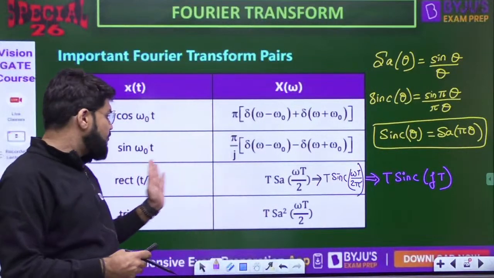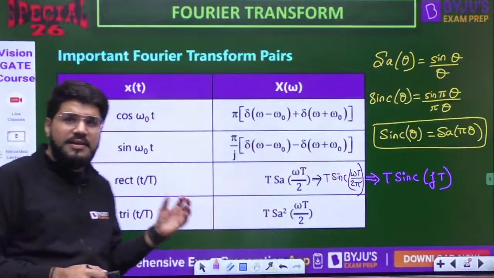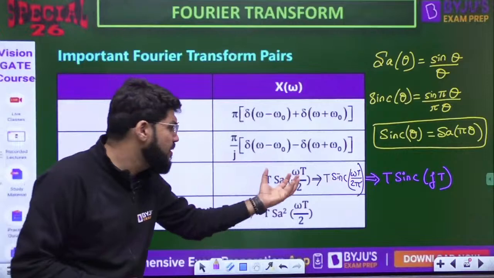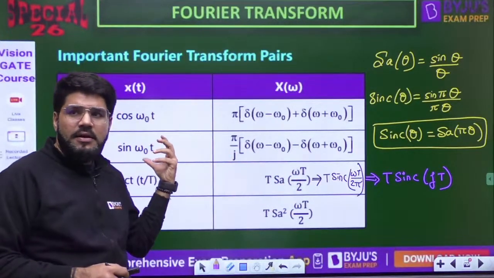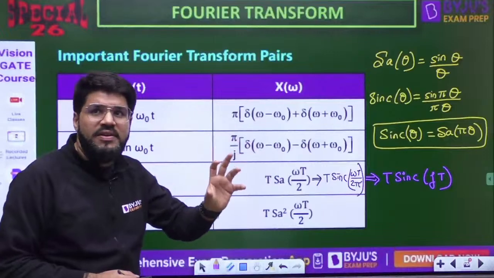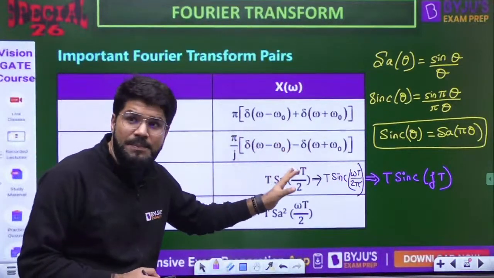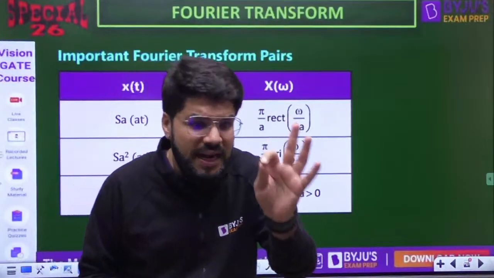Now, rect has the Fourier transform sampling, with the exact formula T sampling omega t by 2, but let's talk about the nature. So, as per the duality logic, what should be the Fourier transform of sampling? It should be like rect. The dimensions of rect we will write, but it should be rect in nature. If rect has the Fourier transform sampling, sampling should have the Fourier transform rect. You can note down the exact formula derived by duality.